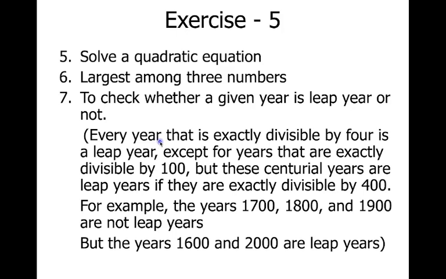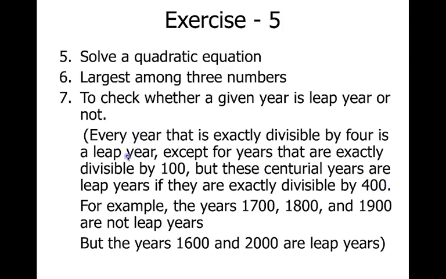So every year that is exactly divisible by 4 is a leap year, except, there is another additional condition. Not all the numbers which are divisible by 4 are leap years, except for years that are divisible by 100. So if it is divisible by 100 and divisible by 4, it may not be a leap year. And for these years which are divisible by 100, we have to check for another condition. But these centurial years are leap years if they are exactly divisible by 400. Then only it will be called a leap year.